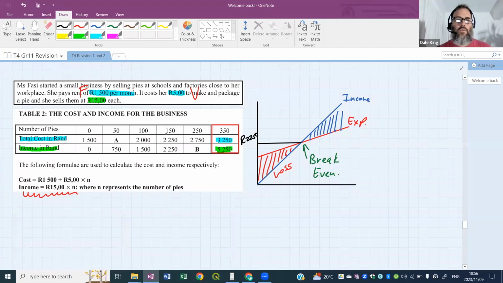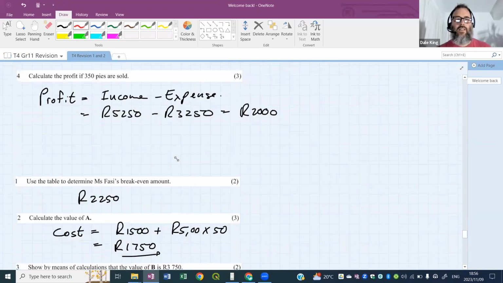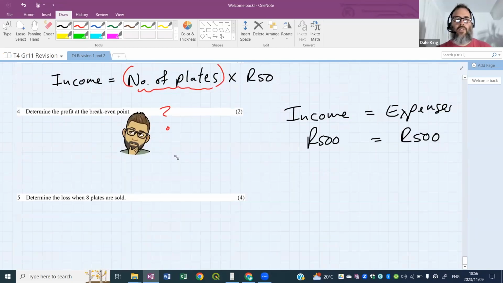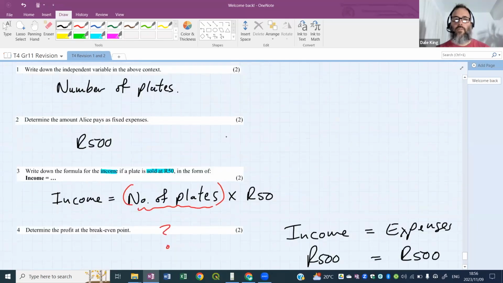We could put a chat at this question. Look at this table here. How much profit has been made here in this table? There is no profit there. The numbers are the same. Yeah, 0. Absolutely. So determine the profit at break-even point. We have to prove this.